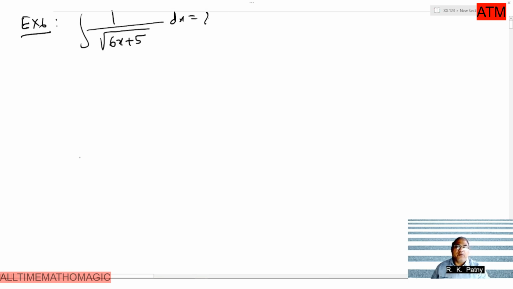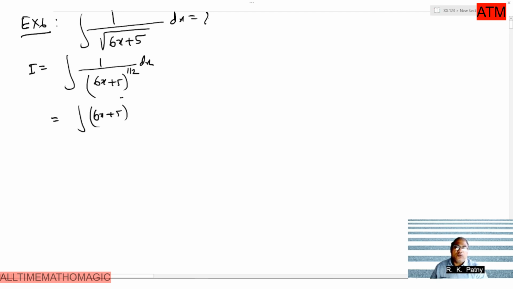Suppose we are given the integration of 1 upon root of 6x plus 5 with respect to x. Here the root is given. How will you handle it here? So I equals, in place of the root you can write its value. Root of 6x plus 5 is nothing but (6x plus 5) whole raised to 1 by 2. So this is (6x plus 5) whole raised to minus 1 by 2 with respect to x.